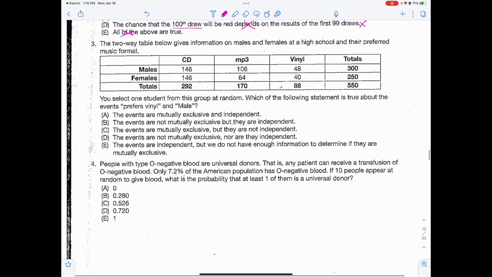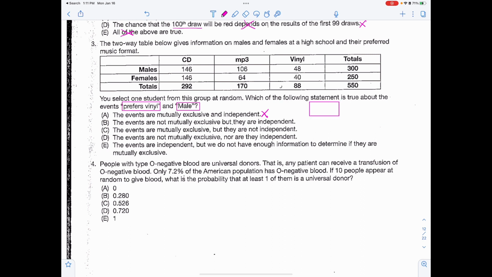The two-way table given below gives information on males and females at a high school and their music format preferences. You select one student from this group. Which of the following statements is true about prefers vinyl and male? Okay, it says the events are mutually exclusive and independent. Well, we know this is not true. Never can you have it mutually exclusive and independent.